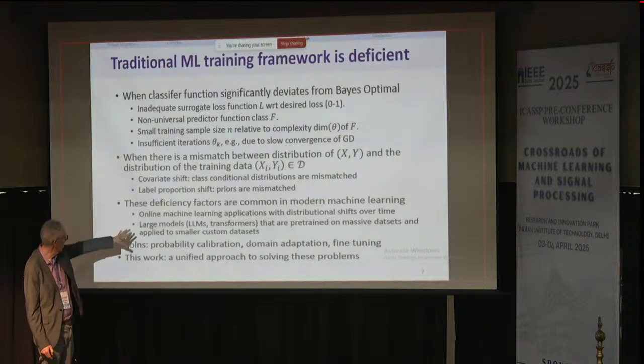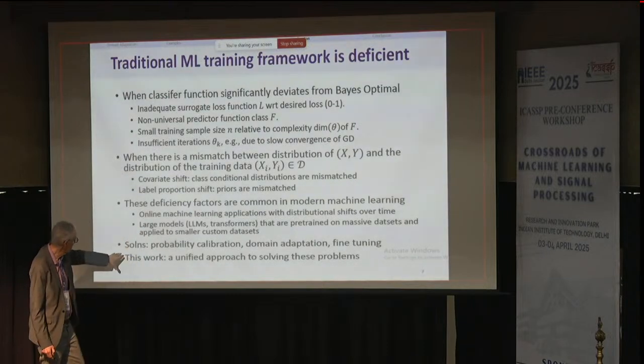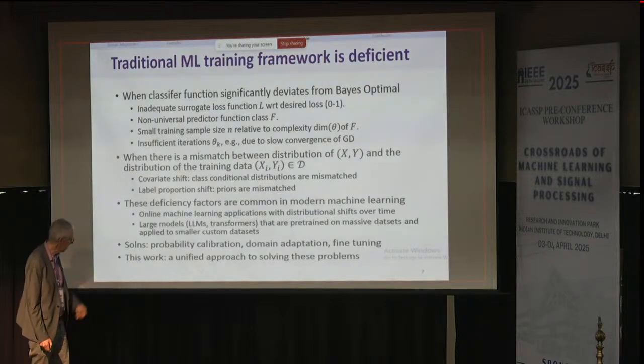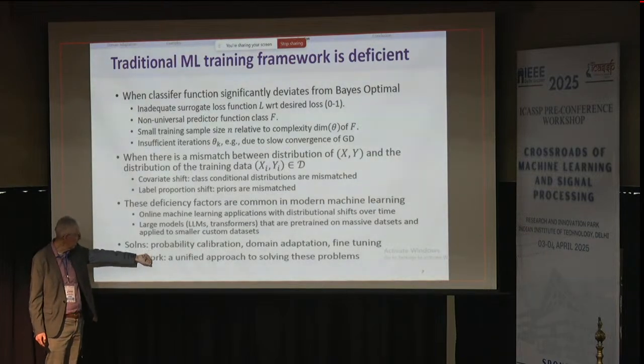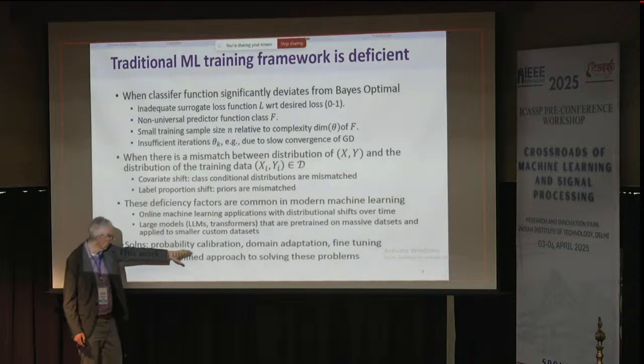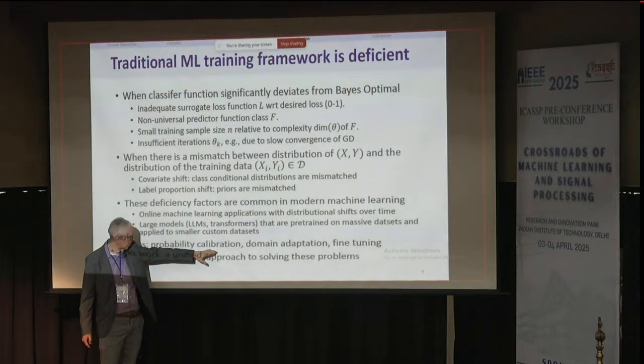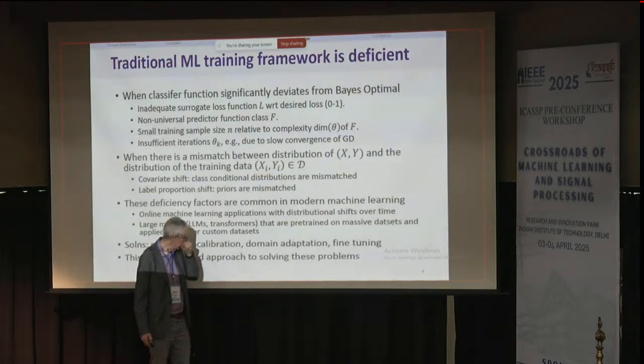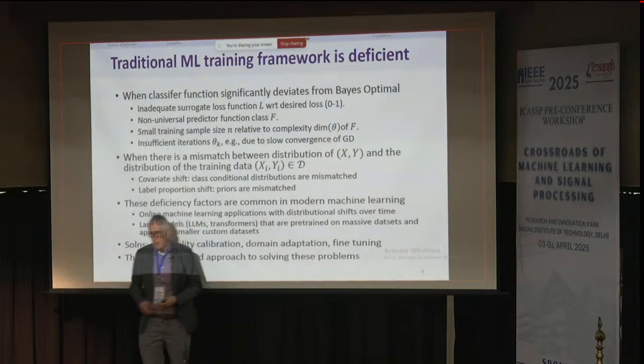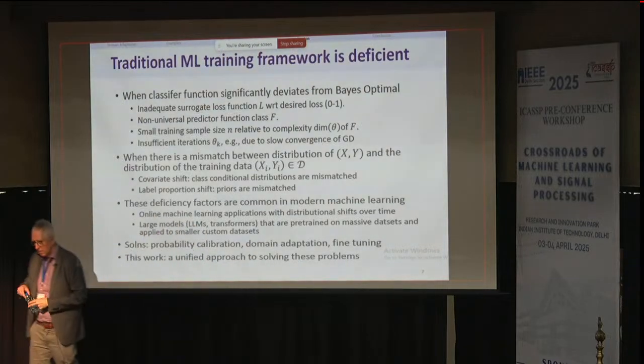So these are very common factors in modern machine learning, and the solutions that I'm going to talk about in a minute are probability calibration, that's what I was just discussing in the intro, domain adaptation, and then fine tuning.